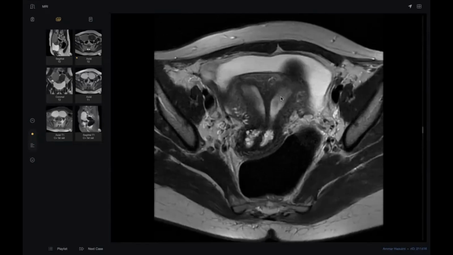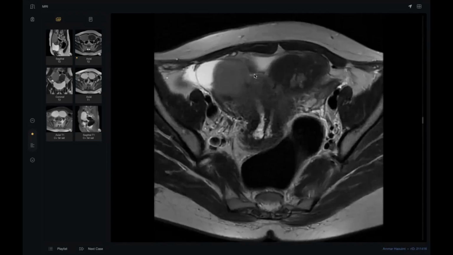Third, look here. This is not didelphys. Why? Because this is an acute angle, less than 75. The surface here is flat or convex. So this is not didelphys. This is not bicornuate.